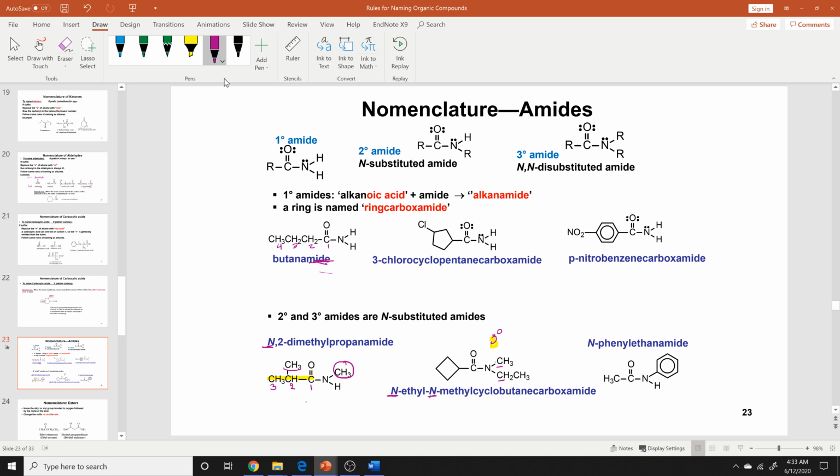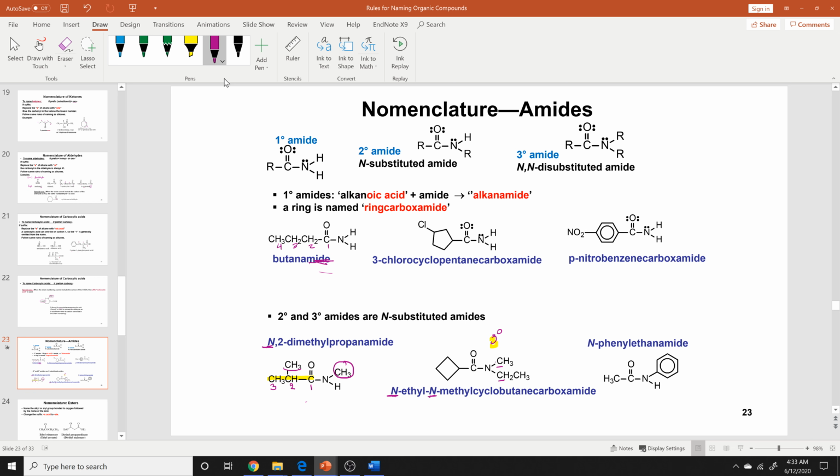And then on the other end, this is a cycle, and it's a carbonyl in there. So I know this is a cyclobutane, but since it has one carbon coming off the chain, then it's going to be a carb. Okay? We name it as a carboxylic acid. So you are dropping the oic acid, and you're going to put an amide in there. So it's going to be a carboxamide.